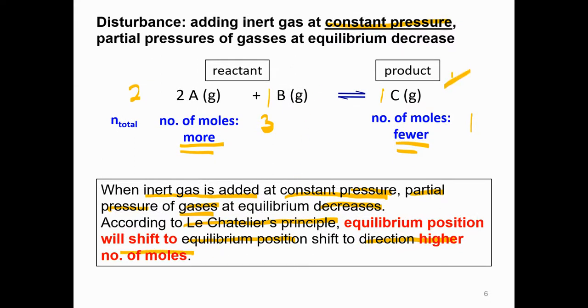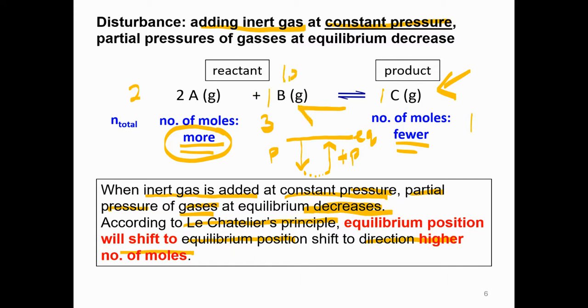So if we look at this reversible reaction equation, when adding in inert gas, the partial pressure has decreased. So when we need to go back to equilibrium, we need to increase the pressure. Increase the pressure, we look for more moles. So the equilibrium position will shift to the left with more moles.